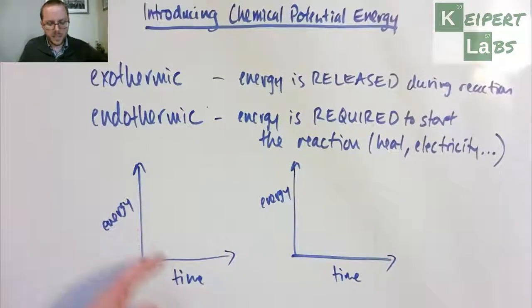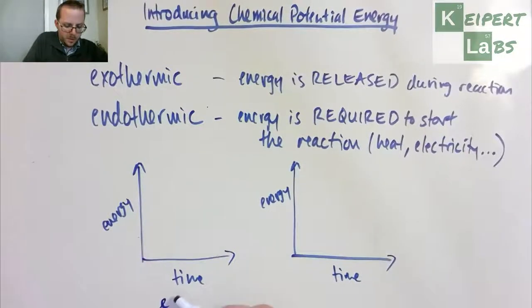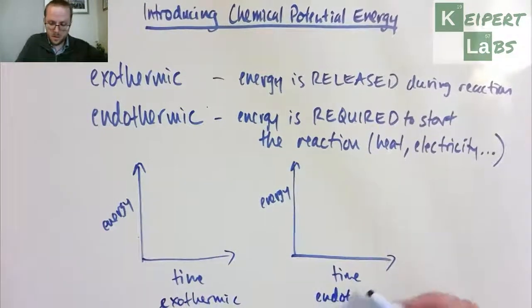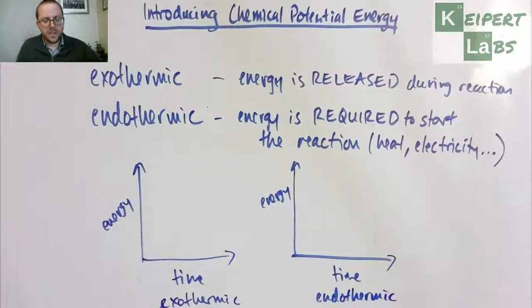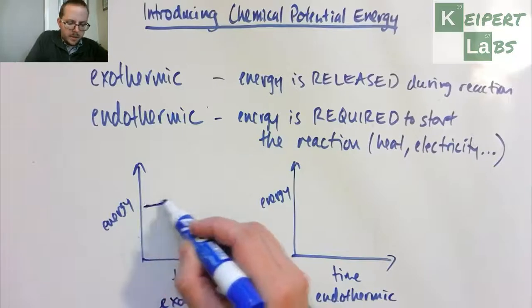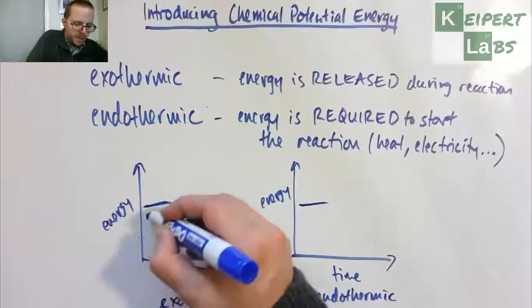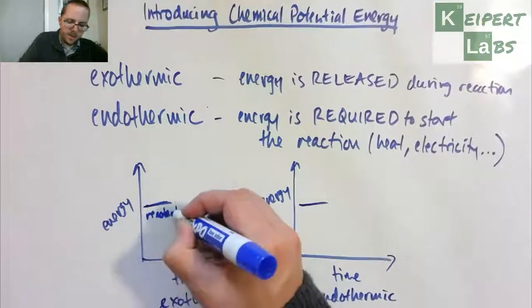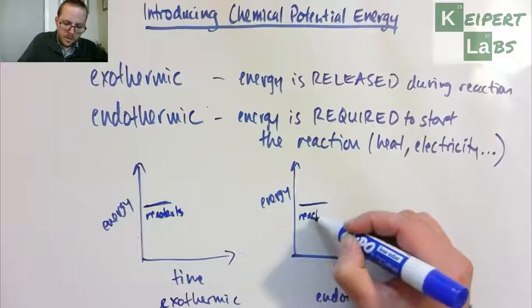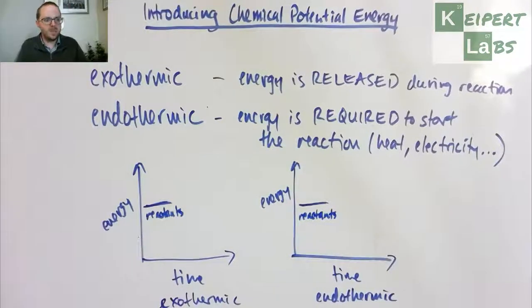Okay, so what we're saying is that we start off with a certain amount, so this will be exothermic, and this will be endothermic. Okay, so we start off with a certain amount of energy that is stored in our reactants. Okay, so let's say we're starting off here. So this represents our reactants in each case. Sorry if the pen is not quite clear enough. Okay, so we start off with a certain amount of energy stored in the connections in the reactant particles.